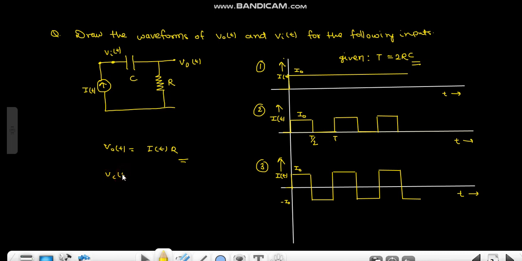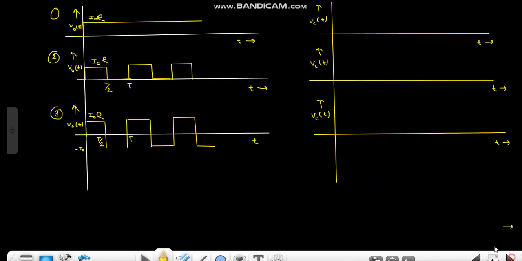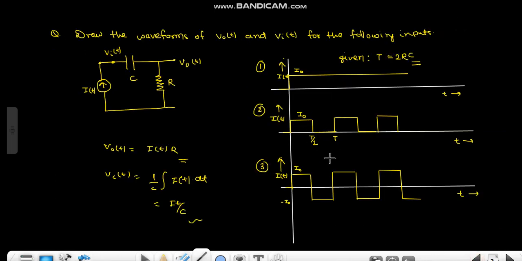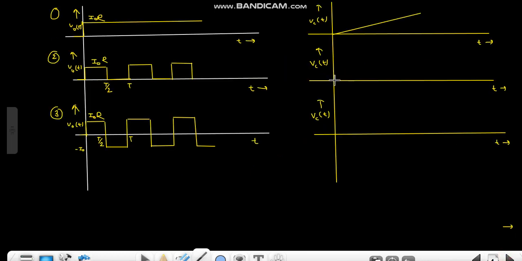See, VC t is 1 by C integral of IT into dt. So it would be IT by C. So simply it would increase. So I'm talking about the voltage across the capacitor, not VIT. Okay, only voltage across the capacitor. So it is increasing. Now talking about this one, I have already explained it in the previous videos. Now you simply need to integrate it and divide the magnitude by C. Okay, now we will integrate it.